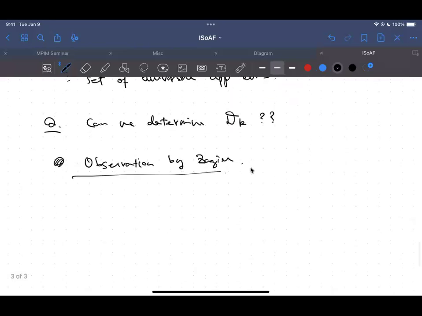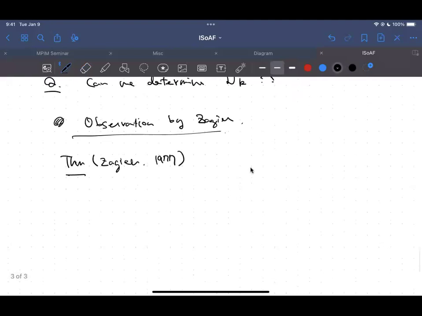So in his early work, Zagier proved the following formula for the partial zeta values, which says that the value of this partial zeta function at 1 minus k can be written in the following way.